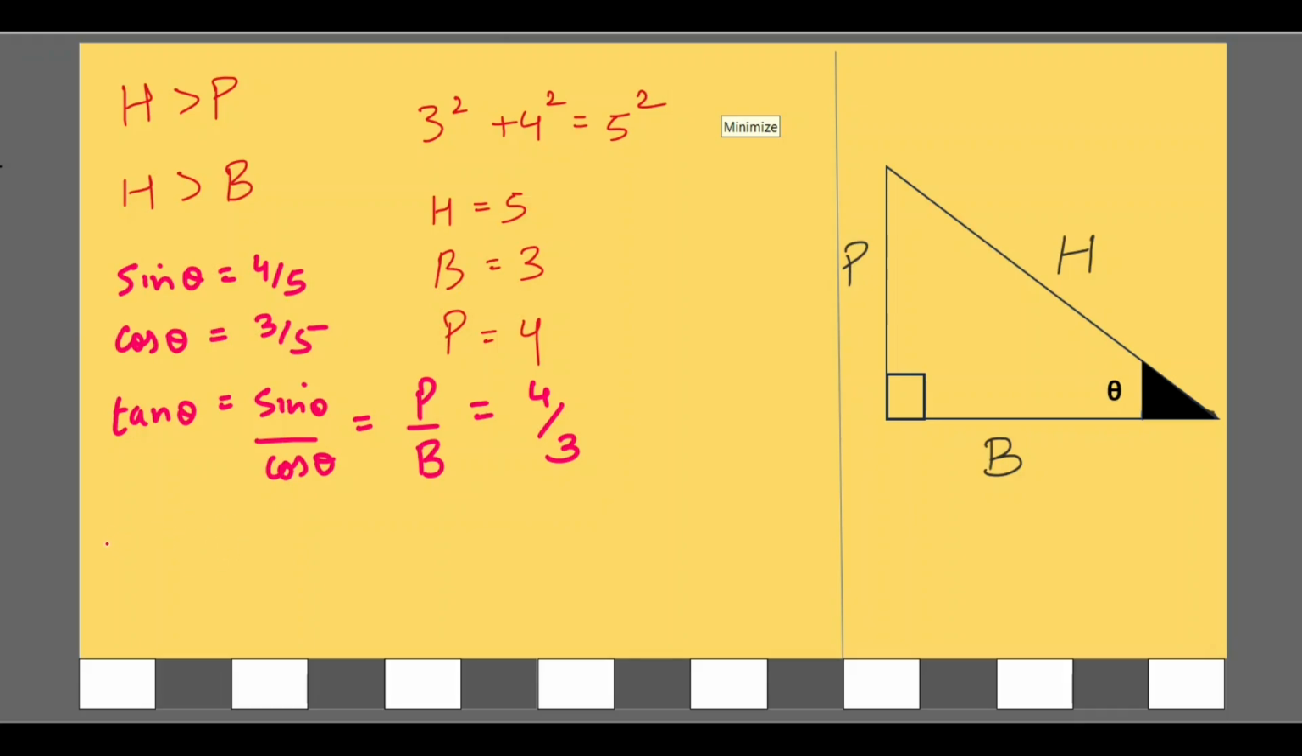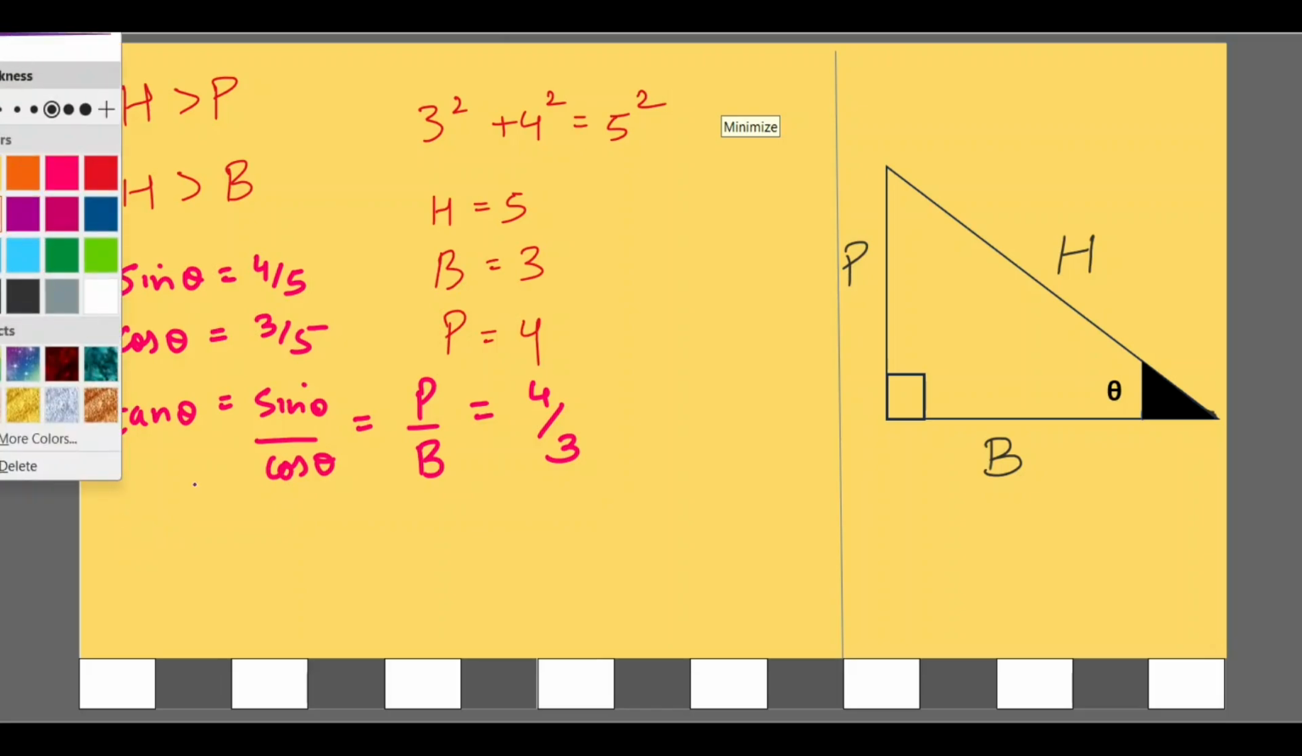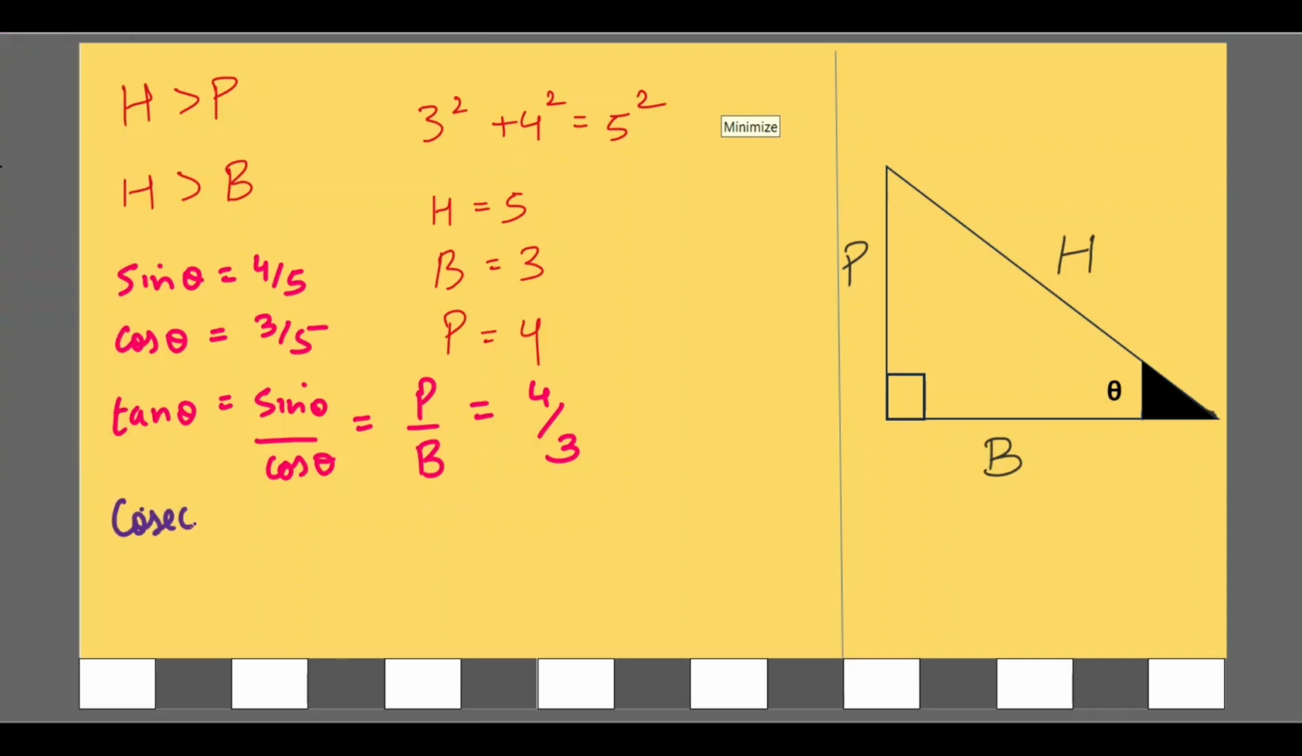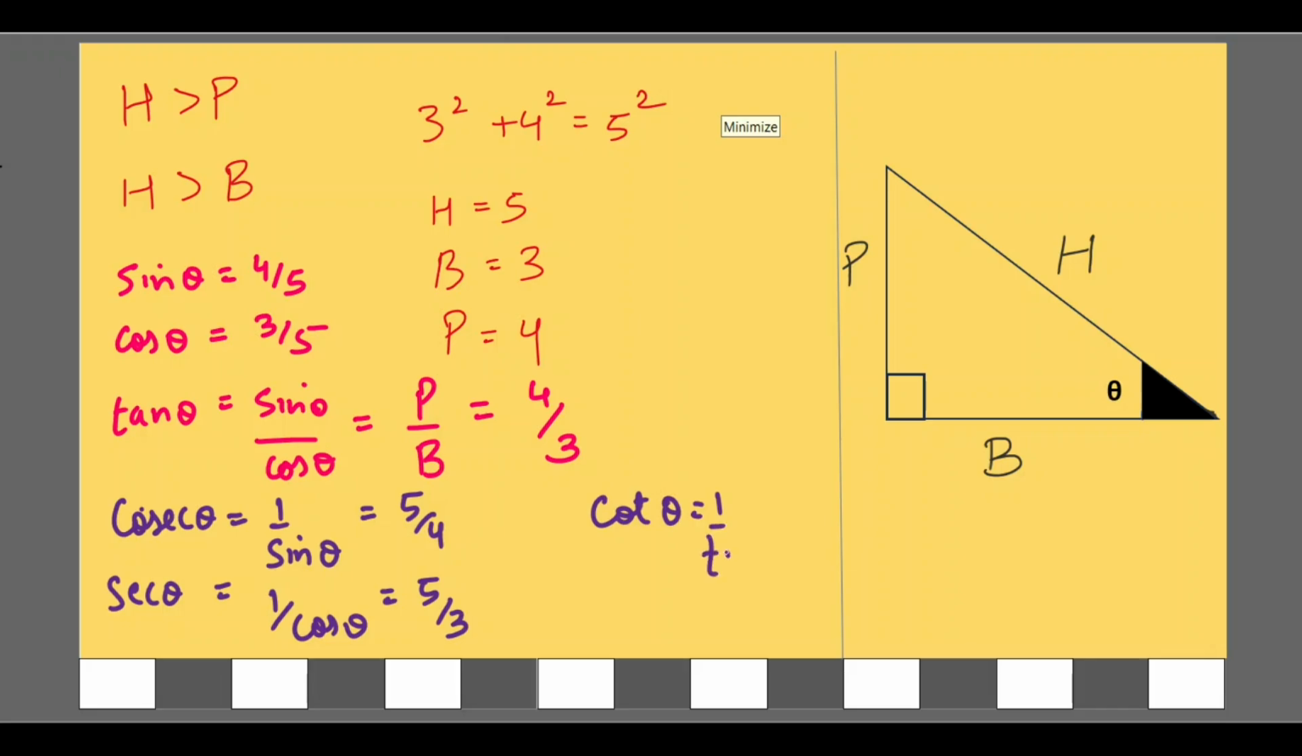Now, if I want to find cosecant theta, let me use another pen. Cosecant theta is the inverse of sine theta, so this will be 5 over 4. Secant theta will be the reverse of cosine theta, which will be 5 over 3. And cotangent theta will be the reverse of tan theta, which will be 3 over 4.